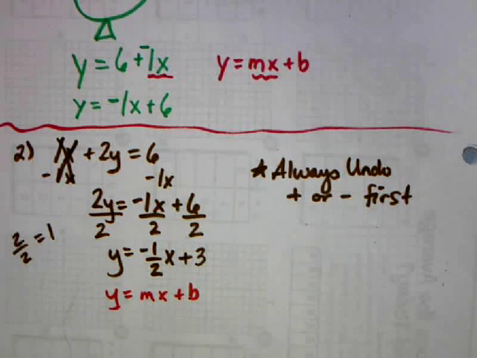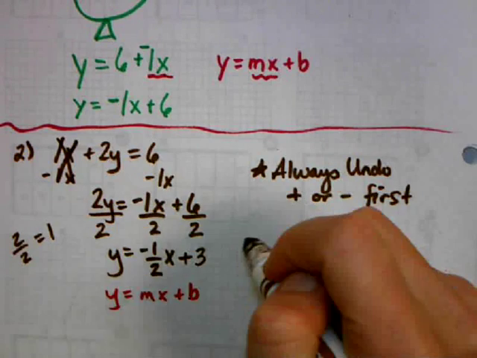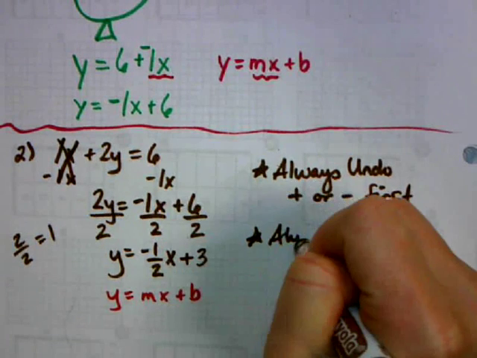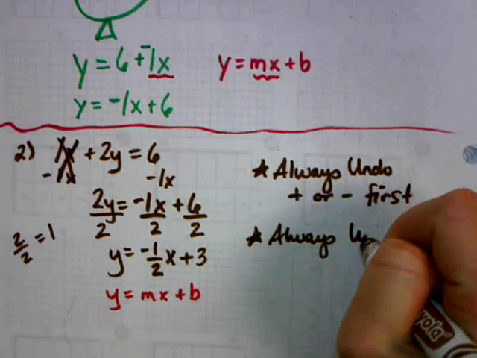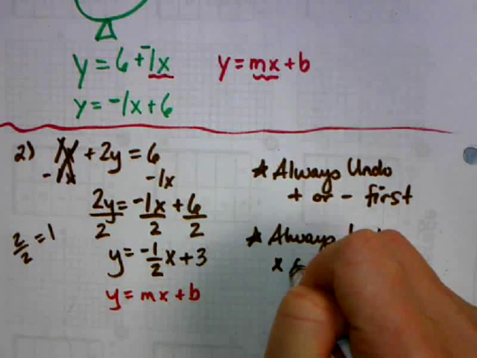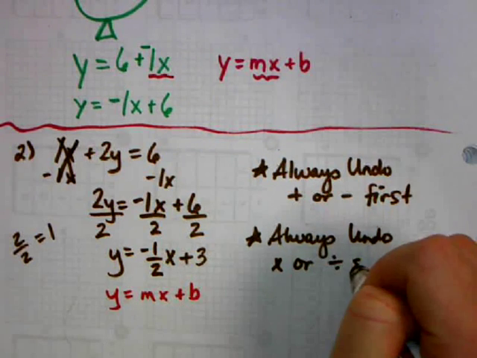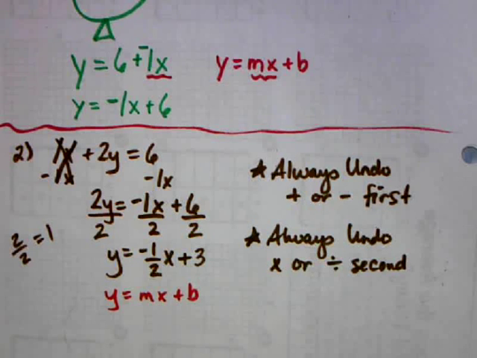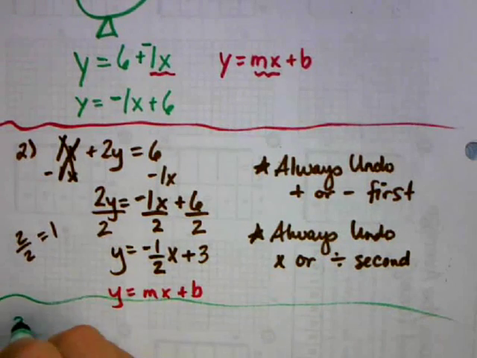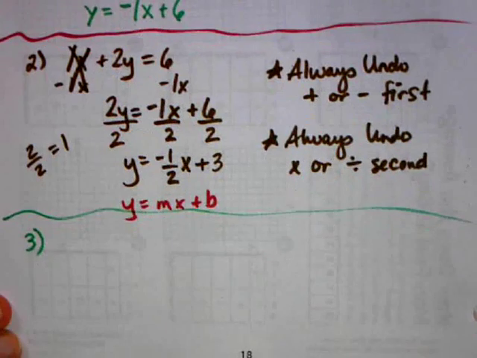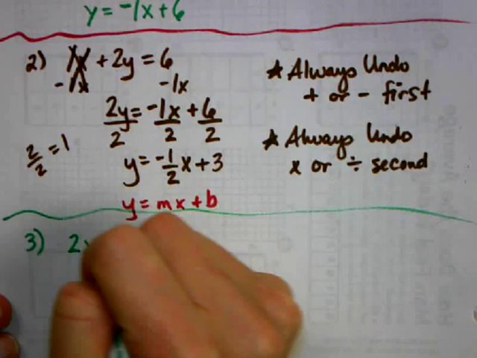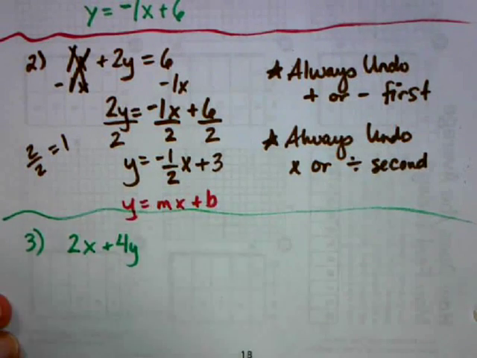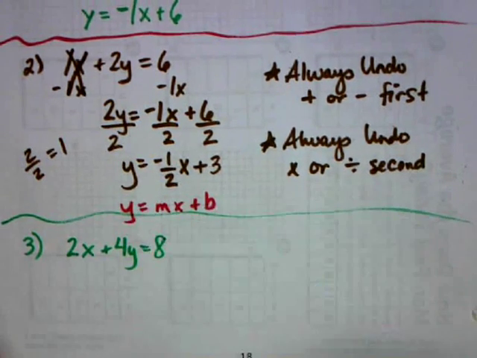All right, so to make our notes over on the side, we always undo addition or subtraction first. Always undo multiplication or division second. Okay? So let's practice one more. Here's number 3. All right, so it's 2x plus 4y equals 8.